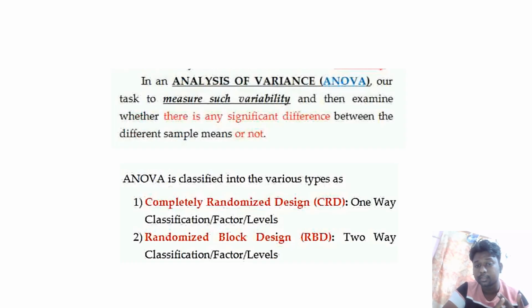ANOVA is classified into two methods: one-way classification and two-way classification. One-way classification is the completely randomized design, CRD. It is calculating row-wise or column-wise, only one way, like calculating for a column only or a row only. For two-way classification, we can calculate both column-wise and row-wise, and by comparing these two we can classify for the test of hypothesis value. Two-way classification has a method known as randomized block design, RBD.